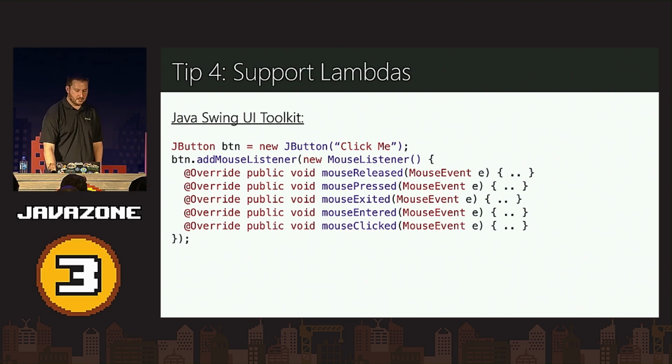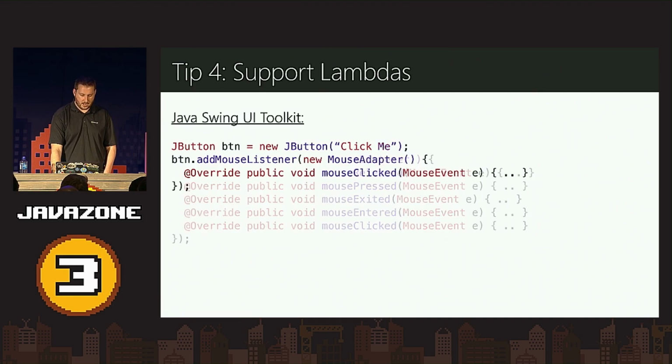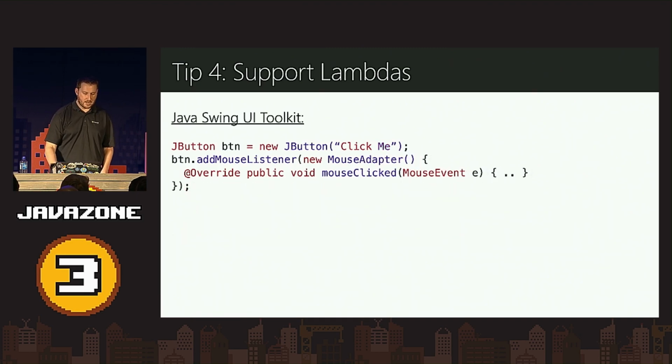So what the Swing developers did was they also added the MouseAdapter class. The MouseAdapter class is simply a class that implements the MouseListener interface, but all of those 5 methods are just empty methods, they're just no-ops. And then you, as a developer, can come along and create a new MouseAdapter, and you can only override the method that you care about, in this case, mouseClicked.